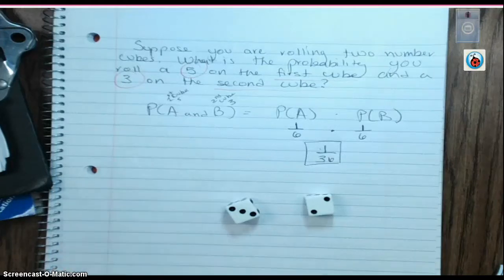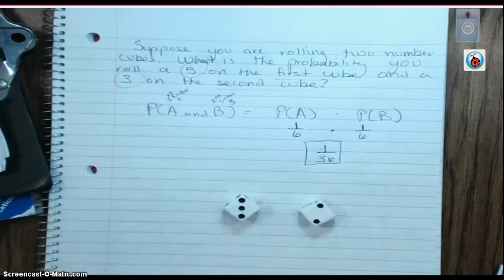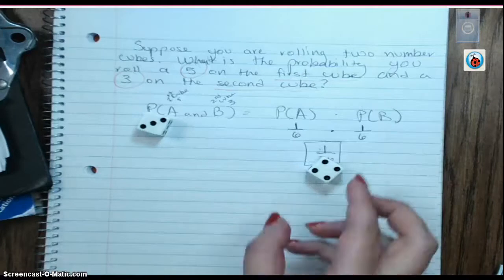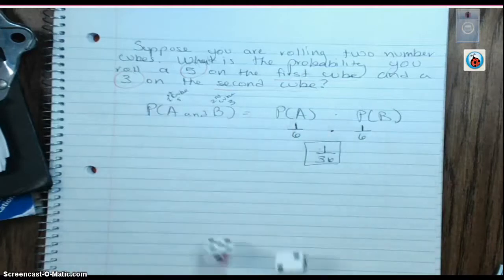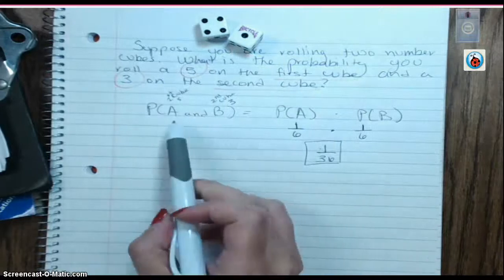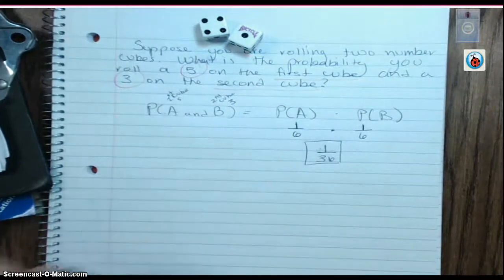This is the compound probability of finding the probability of two events that are independent. What happens on one cube does not affect what happens on the other one. And I can keep rolling. How likely am I to be able to roll the 5 and the 3? Am I very likely or not very likely? Not very likely.